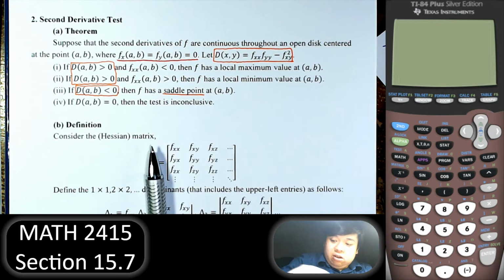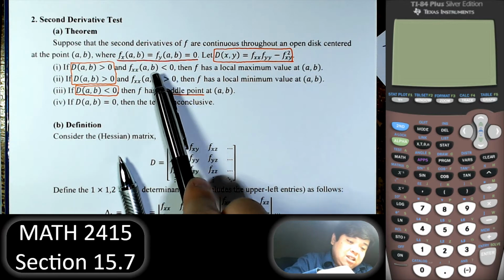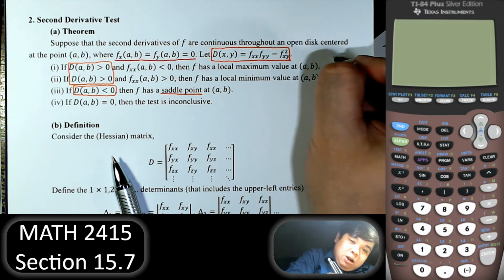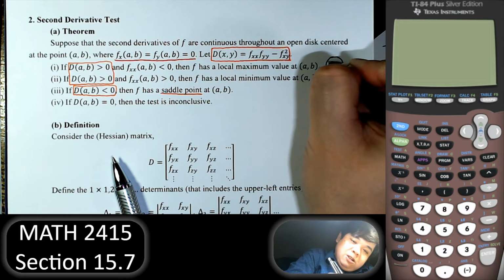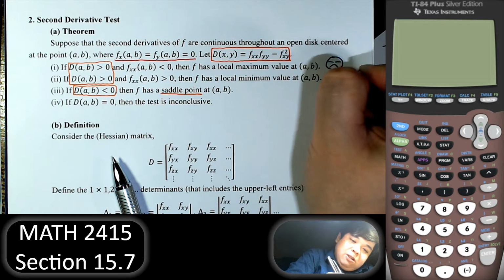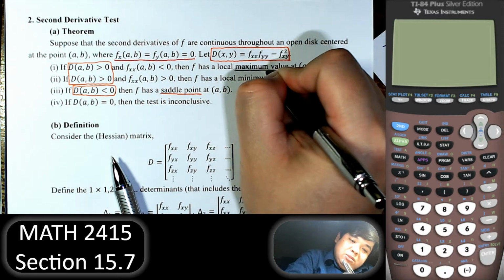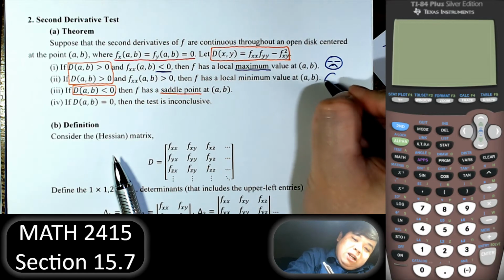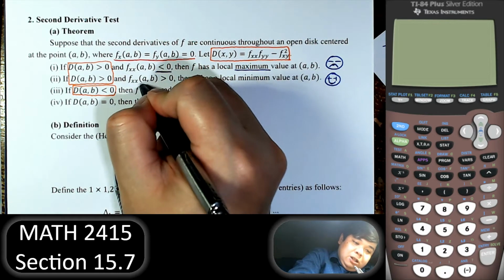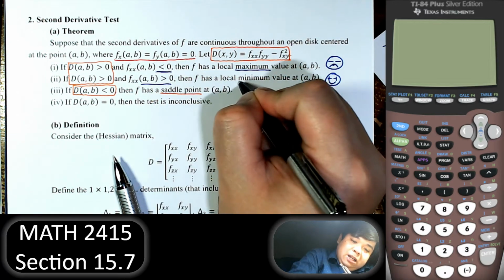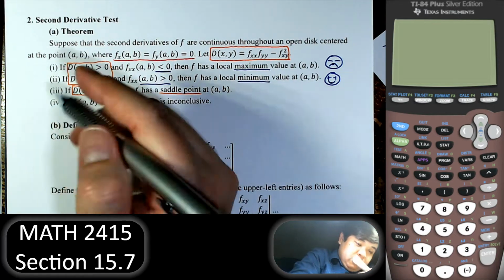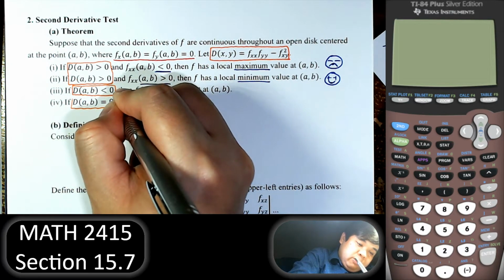So that depends on whether we have f_xx less than 0. Of course, this is exactly like in Calculus 1. If it's less than 0, it opens down, and there is the maximum, right? If it is greater than 0, it opens up, and there is the minimum. And if it is equal to 0, it will be inconclusive.